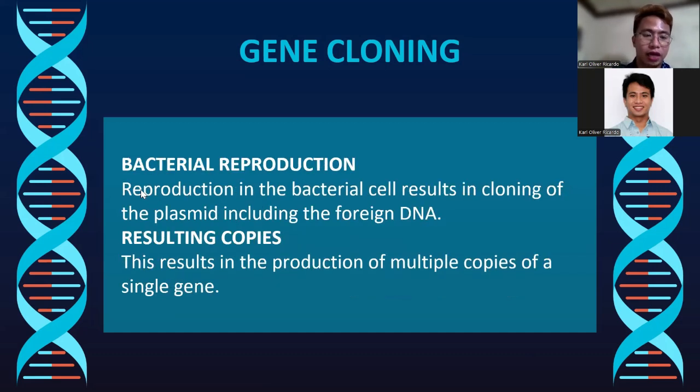Okay? And then we also have here the bacterial reproduction. So when we talk about bacterial reproduction, this is actually the recombinant plasmid being introduced sa bacterial cell natin. Katulad nung kanina, the bacteria nagre-reproduce na siya, and then yung cloning na ng plasmids natin along with the inserted gene. So magre-result na siya ngayon ng production of multiple copies of a single gene. Okay? So again, kapag sinabi nating clone, ito po yung exact copy ng isang organism.